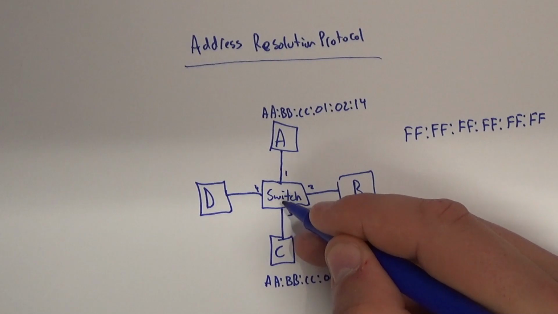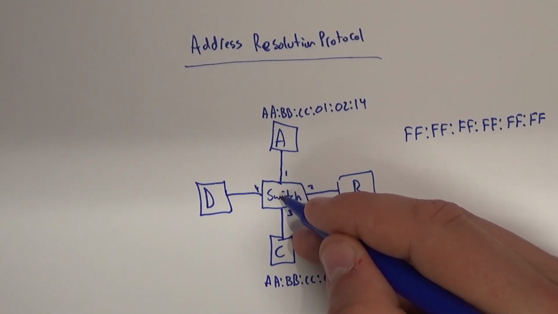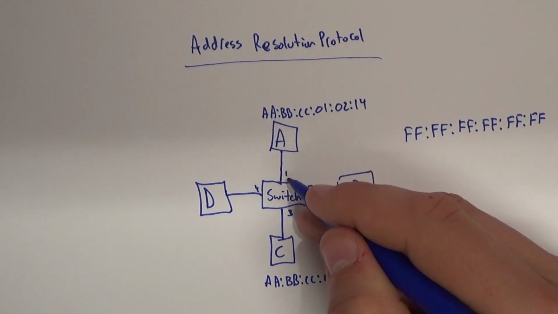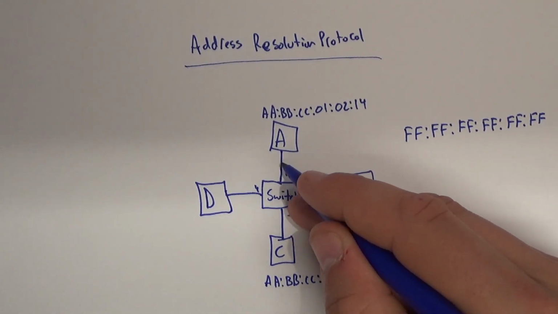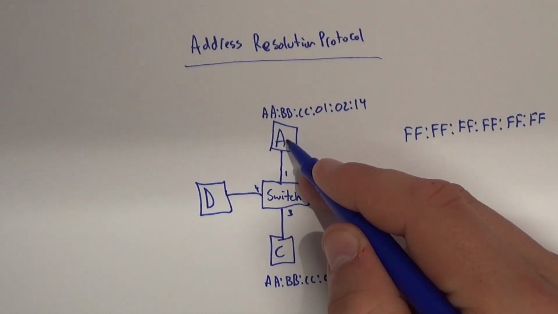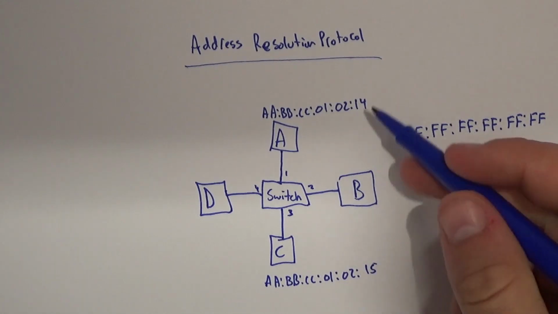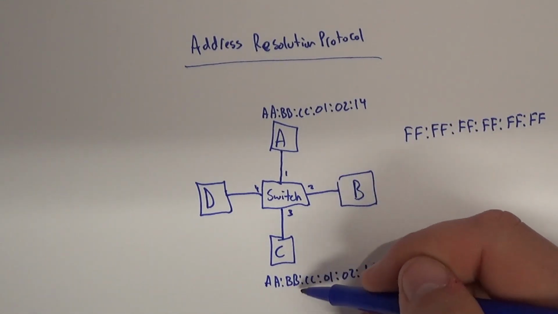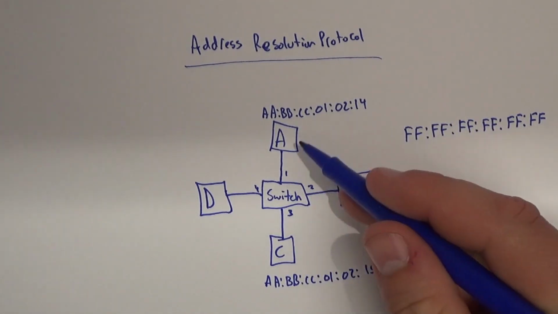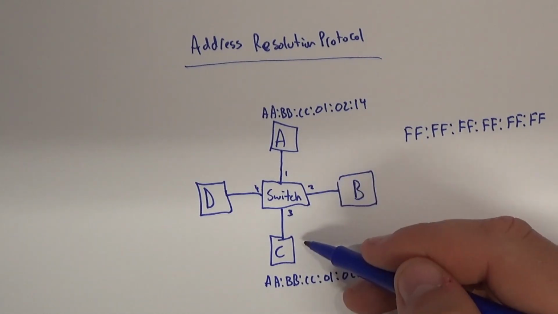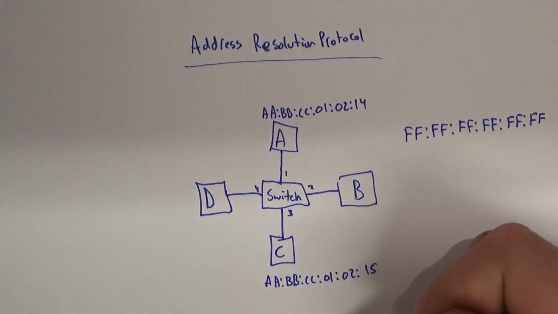So C sends that frame back to the switch. The switch is going to look at that destination MAC address and know that computer A is on port 1, so it's going to send it out on port 1 only. A receives that response, and now A knows C's MAC address, and because of the ARP request, C also knows A's MAC address. And now they can have a conversation back and forth because they both know the MAC address.